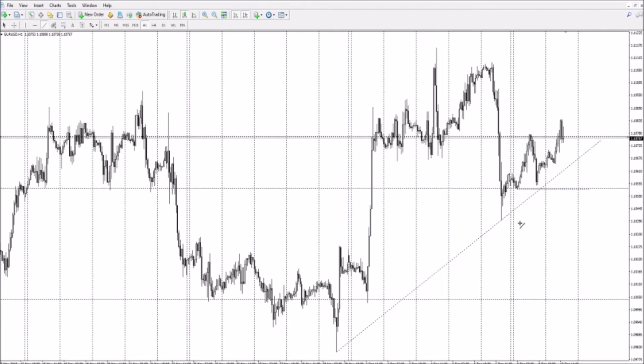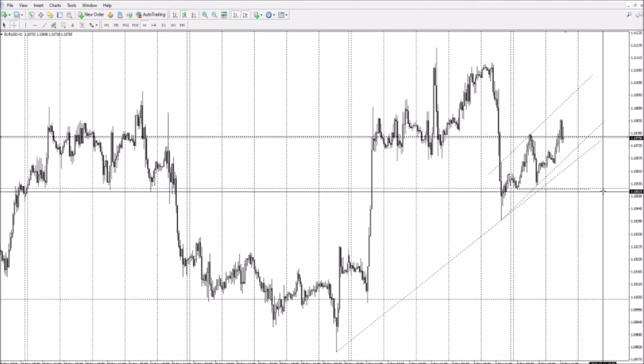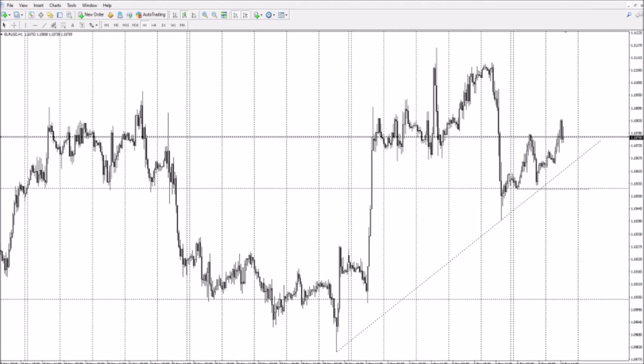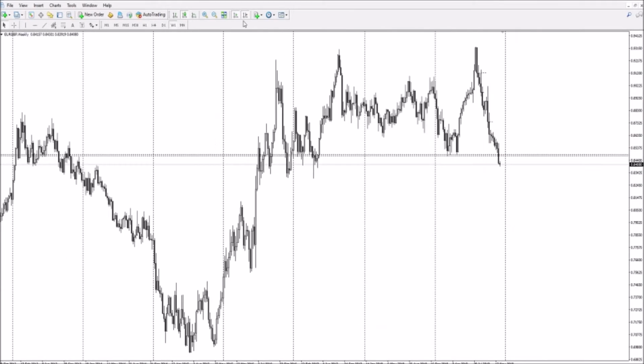So we have this little channel at the moment, which looks like a little correction. See this little channel here. So a break of that, break of Monday's low, and I'll be selling that. If it continues higher, then who really cares? The idea was wrong, but we move on.